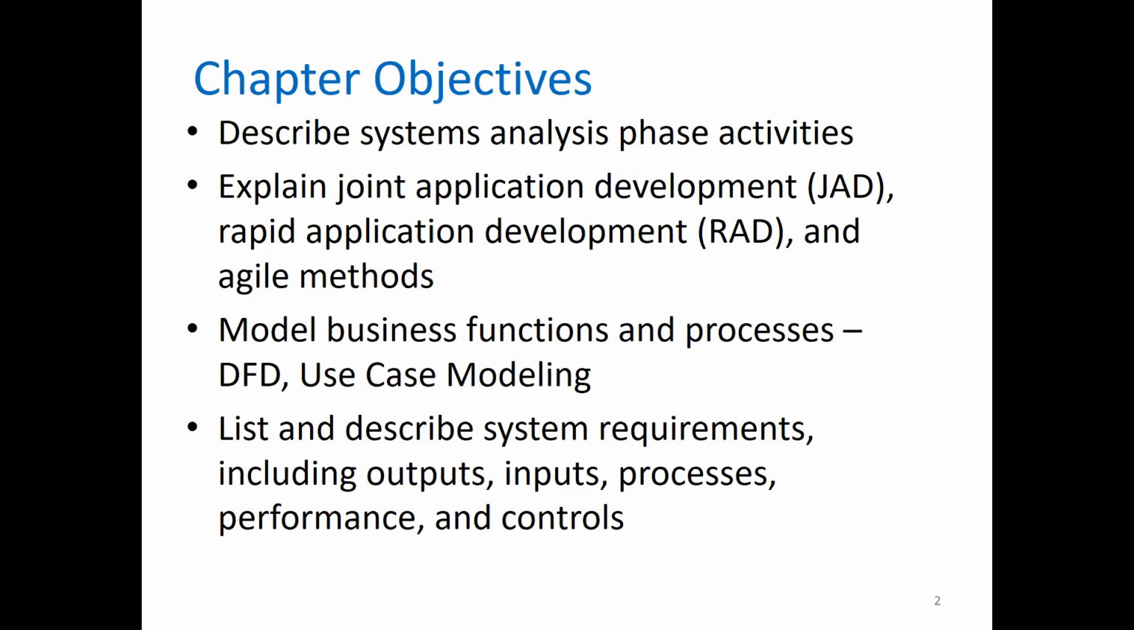The long form for the abbreviation JAD is Joint Application Development, and RAD is Rapid Application Development, and we also have the Agile method. And then we'll go around looking at some of the models. So we have some models which define business processes and business functions. And these models may be in terms of data flow diagrams and use case modeling. And then finally, we'll list and describe system requirements, including outputs, inputs, processes, performance, and control.